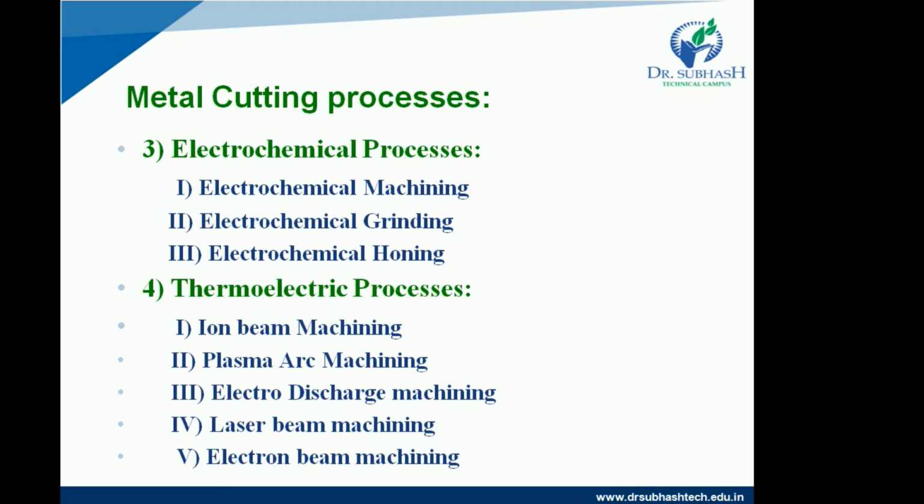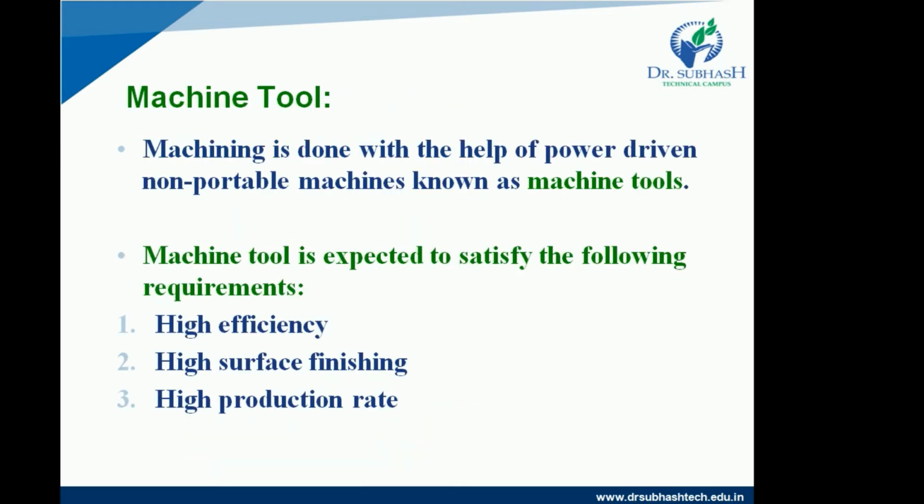Thermoelectric processes include ion beam machining, plasma arc machining, electro discharge machining, also known as EDM, a well-known process, laser beam machining, and electron beam machining. In these processes we use thermoelectric energy to cut or remove some metal or material, and that's why they are known as thermoelectric processes. All these different types of non-conventional processes we will discuss in chapter number 6, non-conventional machining processes.